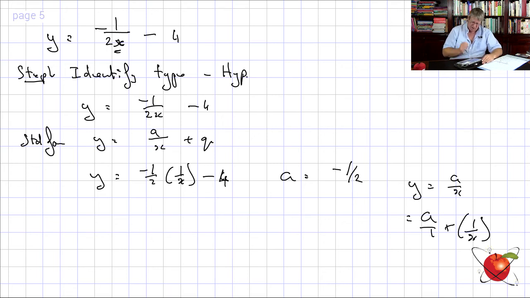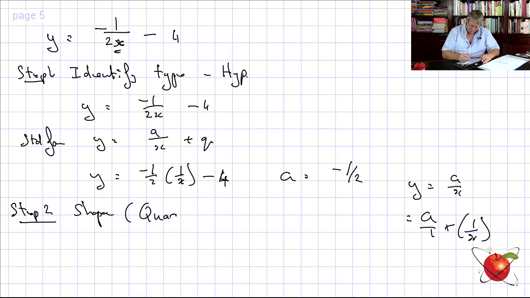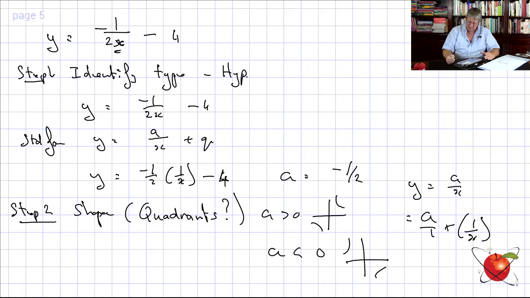So now we say step 2 is the shape. Now in this case we know what the shape is, but we're actually saying what quadrants. What quadrants are you in? We look, and if a is greater than 0, it's 1 and 3. If a is less than 0, it is 2 and 4. 1 and 3, 2 and 4.